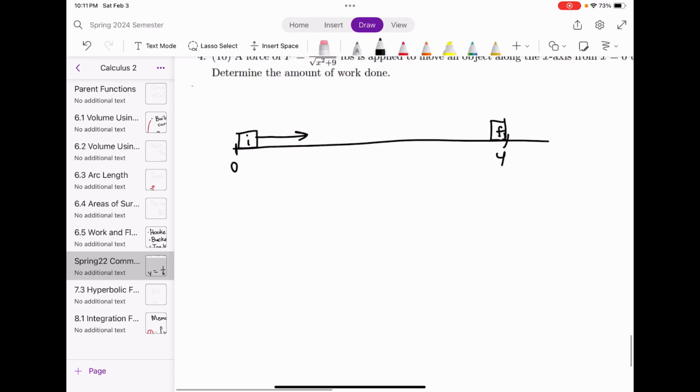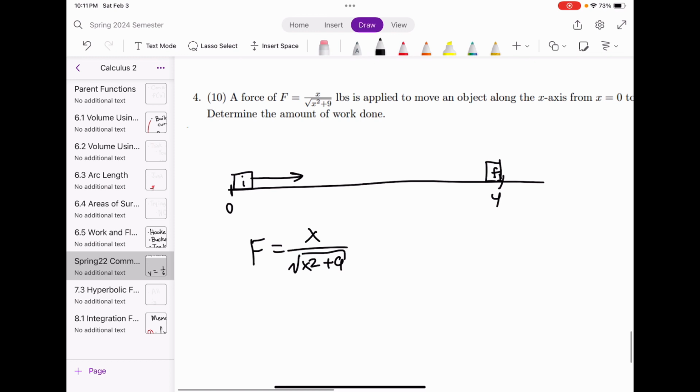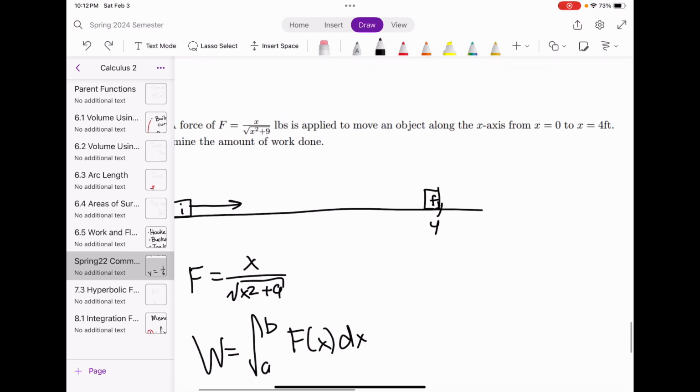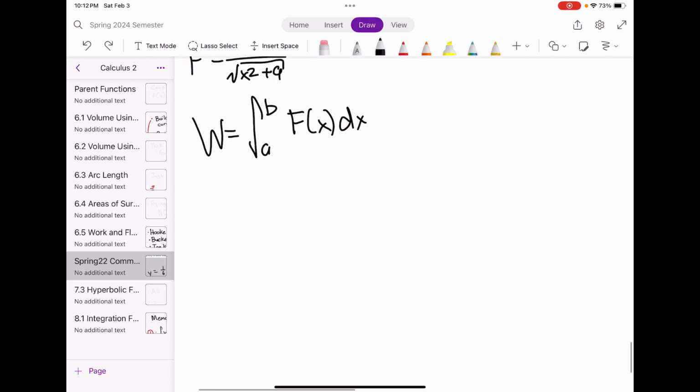So they gave this function F. F is equal to x over the square root of x squared plus 9. And they're asking for work. So work is equal to the integral from a to b of f of x dx. They already gave us f, and they already gave us the domain, which is from 0 to 4. So all we need to do is plug it in and answer.